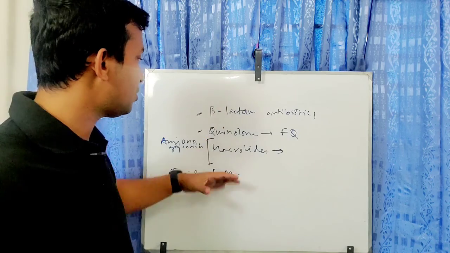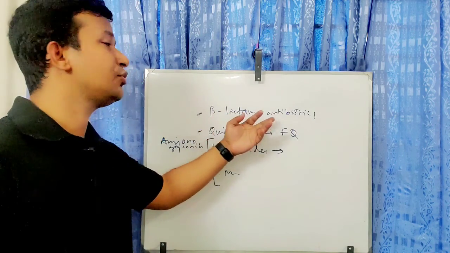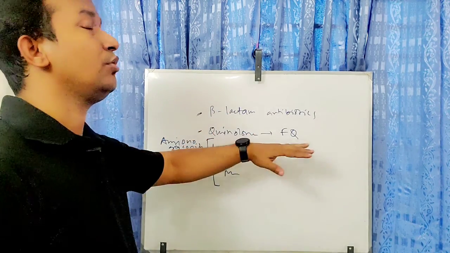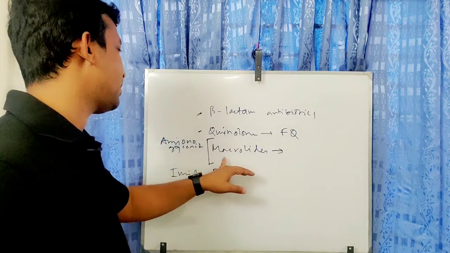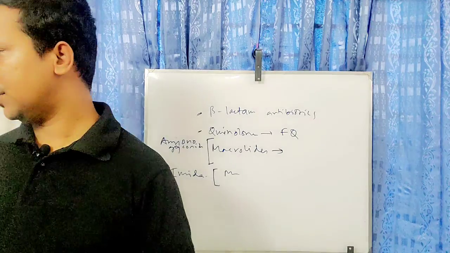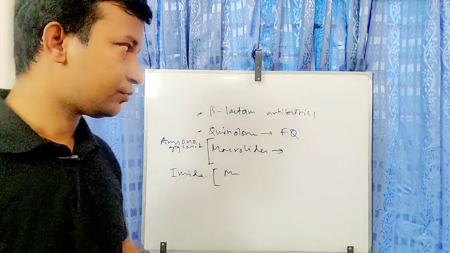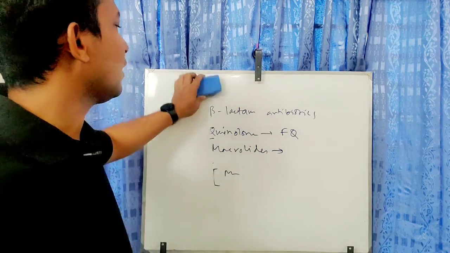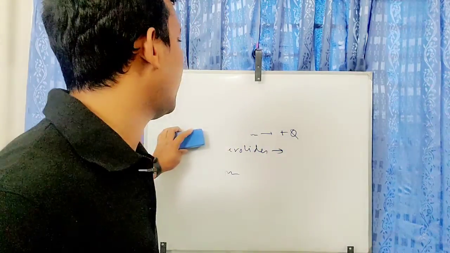You just need to know a couple of things: which one is beta-lactam, which one is quinolone, which one is macrolide or aminoglycoside, and which one is under the imidazole category. So this is how we can classify them based on the chemical structure.